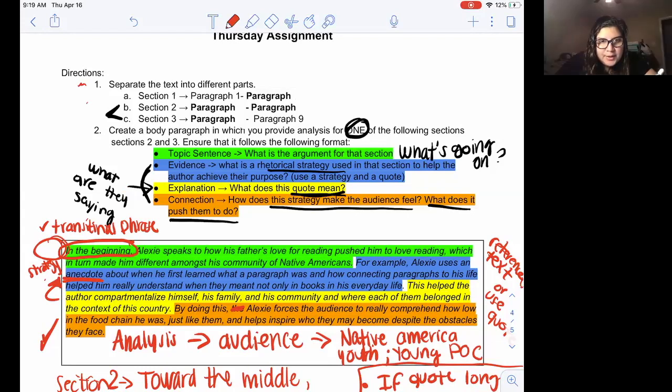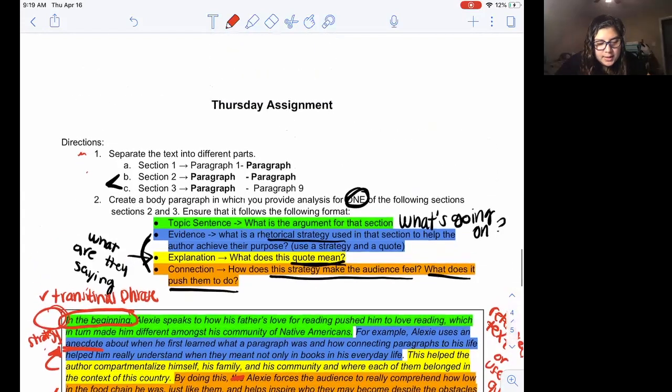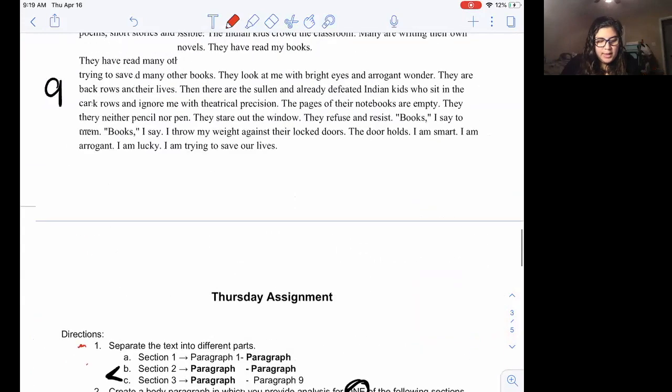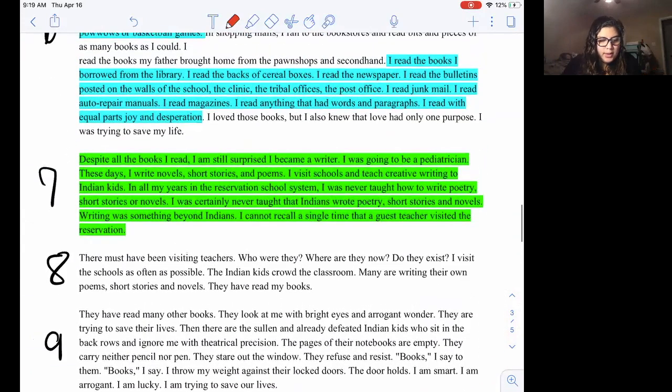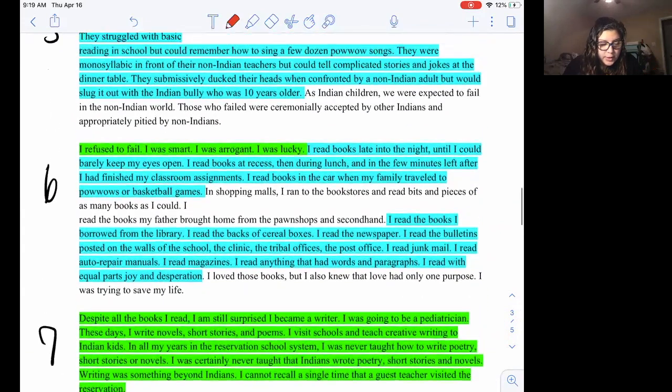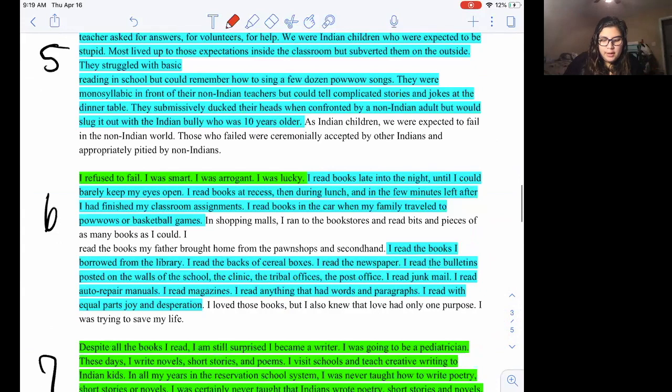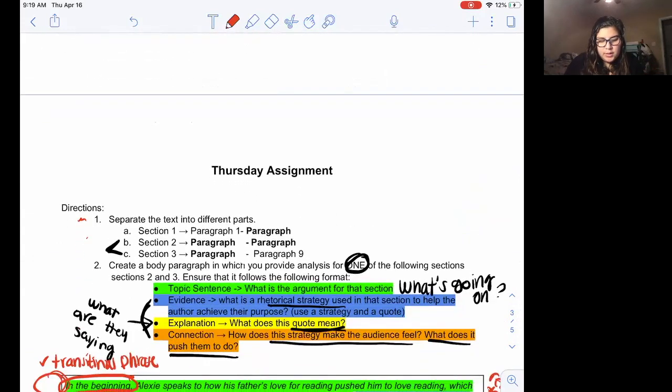So, separate the text into different parts. All you're doing is, when you're reading, there are different sections. There are 3 different sections, and you're just separating into those sections. I numbered the paragraphs for you here, that way you know that there are 9, and all you're doing is telling me where section 1 starts. Section 1 starts at paragraph 1 and ends at paragraph whatever, right? If this one ends on paragraph 6, then section 2 is going to start at paragraph 7, right? And then just tell me where it ends.